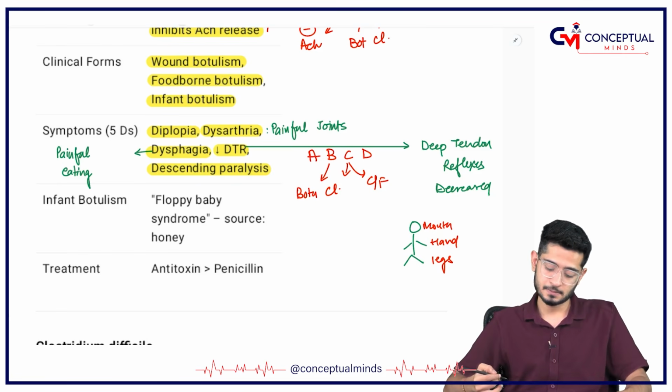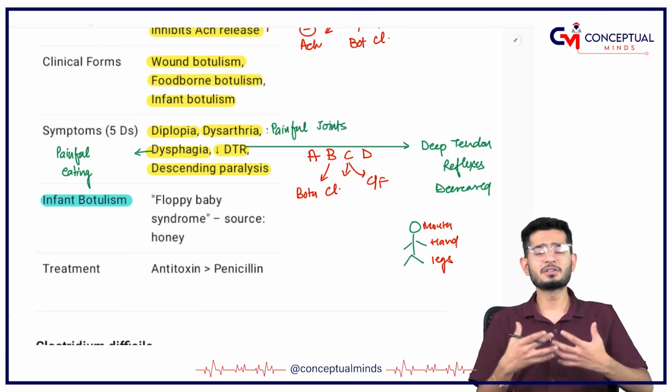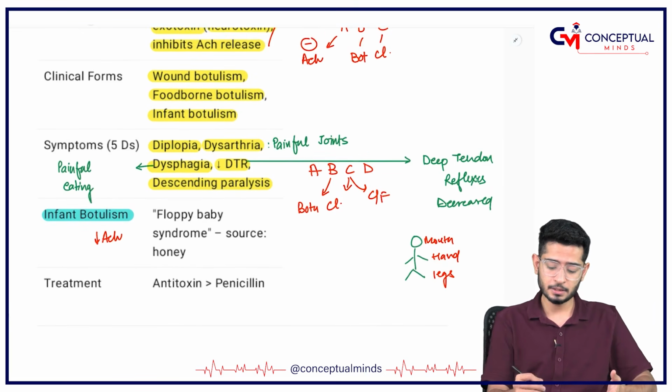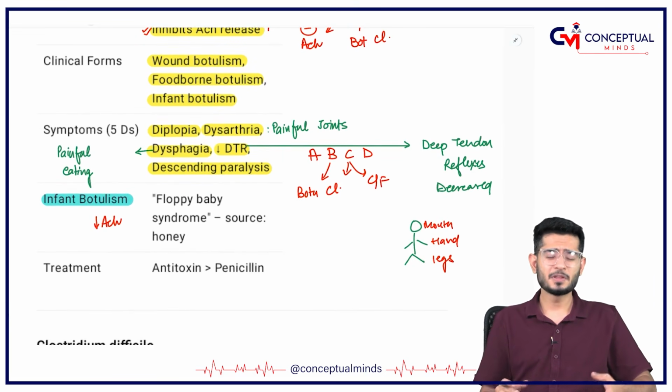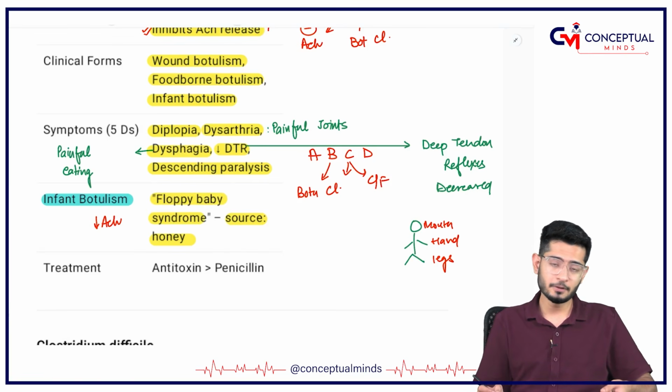If it is infant botulism, what will the infant have? There is no release of acetylcholine because botulinum inhibits acetylcholine release. The baby becomes floppy. The baby becomes floppy because of the honey. You remember the source is honey and the baby is becoming floppy.